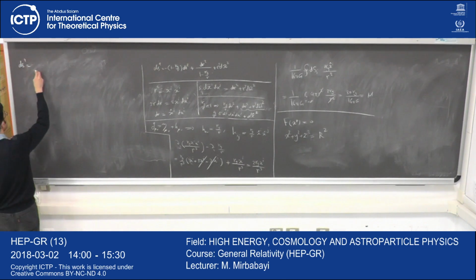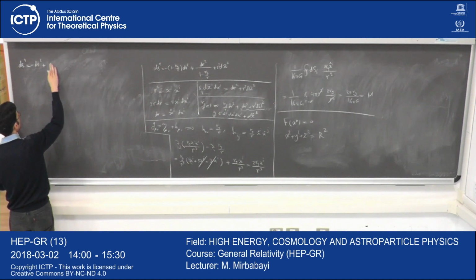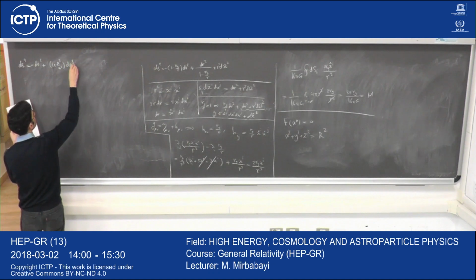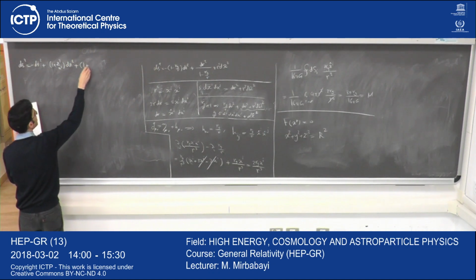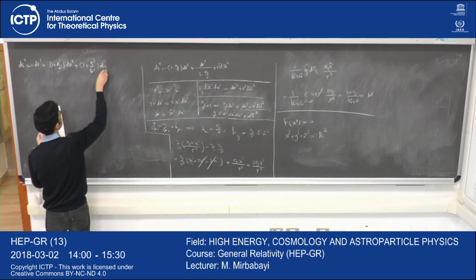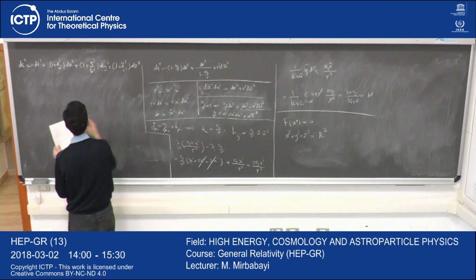So ds squared is diagonal. So it's dt squared. There's no t component, and then there is 1 plus x squared over a squared dx squared, plus 1 plus y squared over b squared dy squared, plus 1 plus z squared over c squared dz squared.